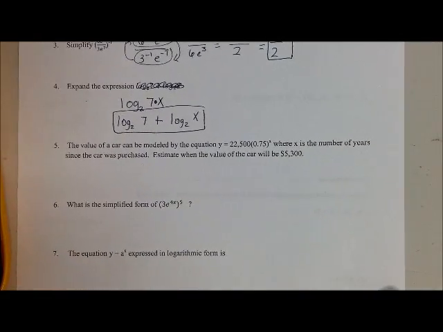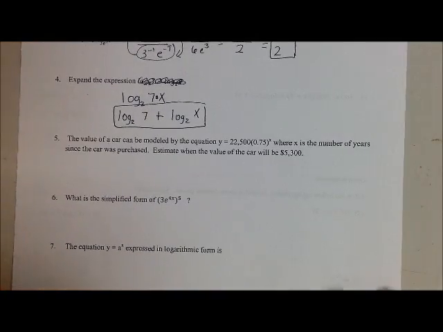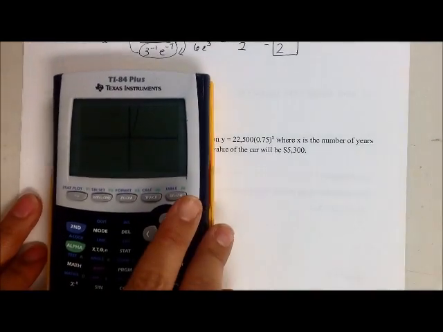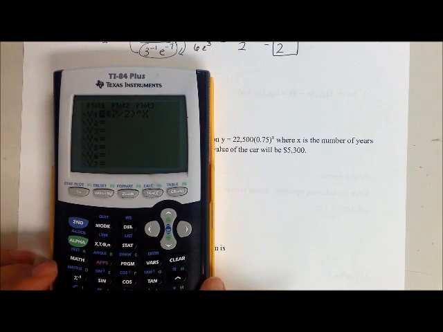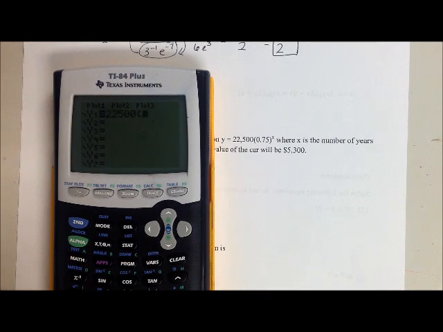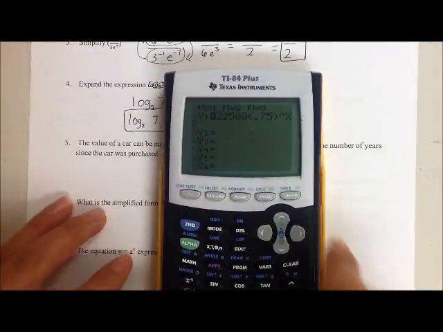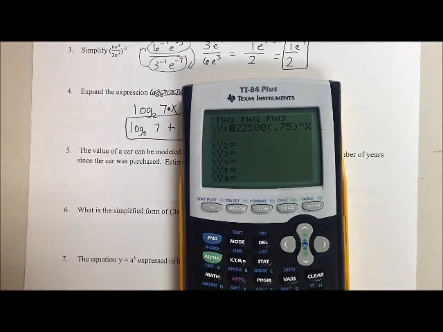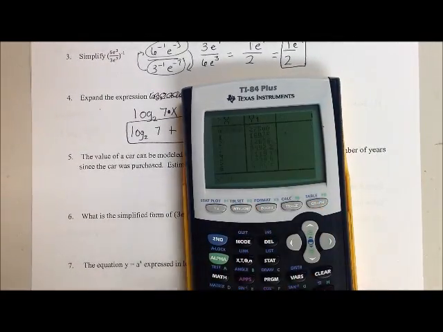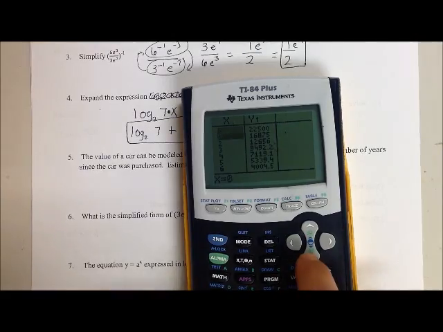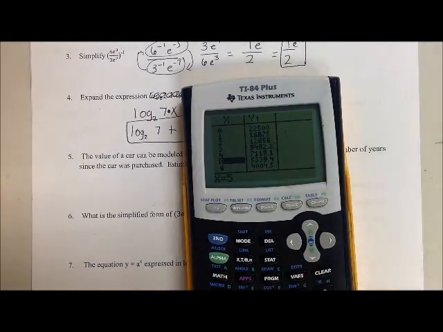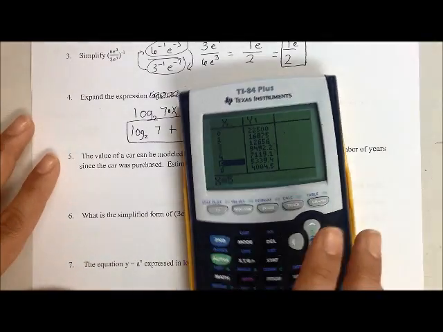Number 5, they give you a model, and it's a y equals. This, you would have to go ahead and plug into your calculator. So I would go to my y equals, clear it, put 22,500.75 raised to the x power. Now the question is asking, when am I going to reach $5,300? So I would go here, go to my table, and 5,300 would be a little bit after 5 years. So that right there would be your answer, 5 years.